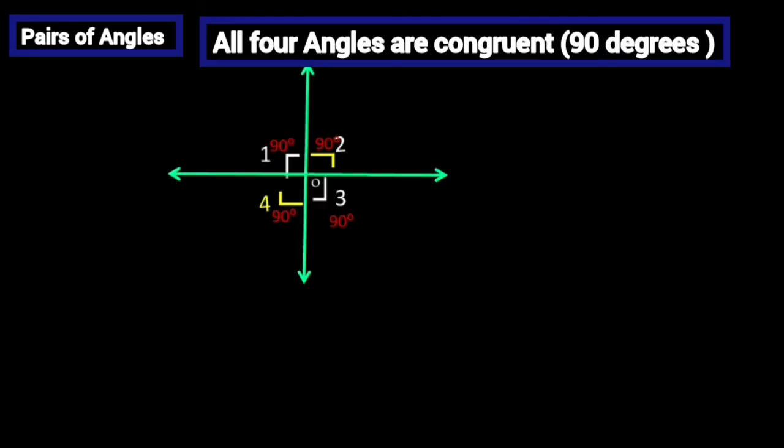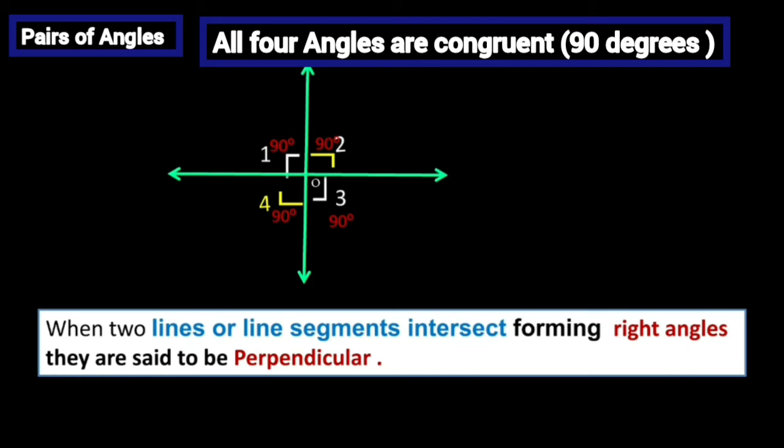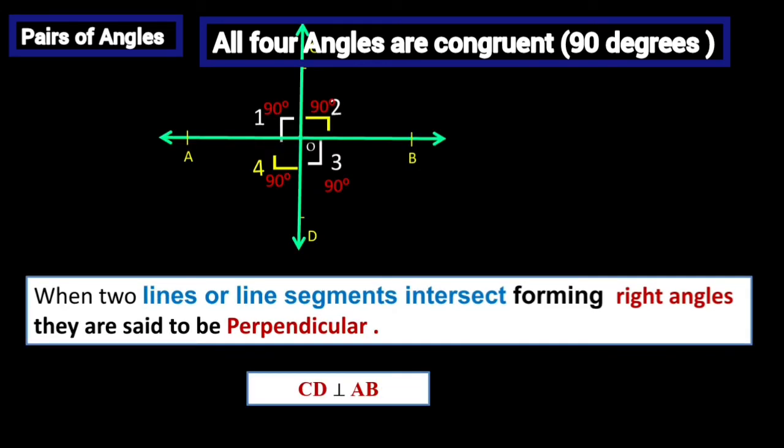Note here, when two lines or line segments intersect forming right angles, they are said to be perpendicular. In this case, we say line CD is perpendicular to line AB, and there is a special way of denoting it. We write it as CD perpendicular to AB. This is the symbol which denotes perpendicular. It is an inverted T.